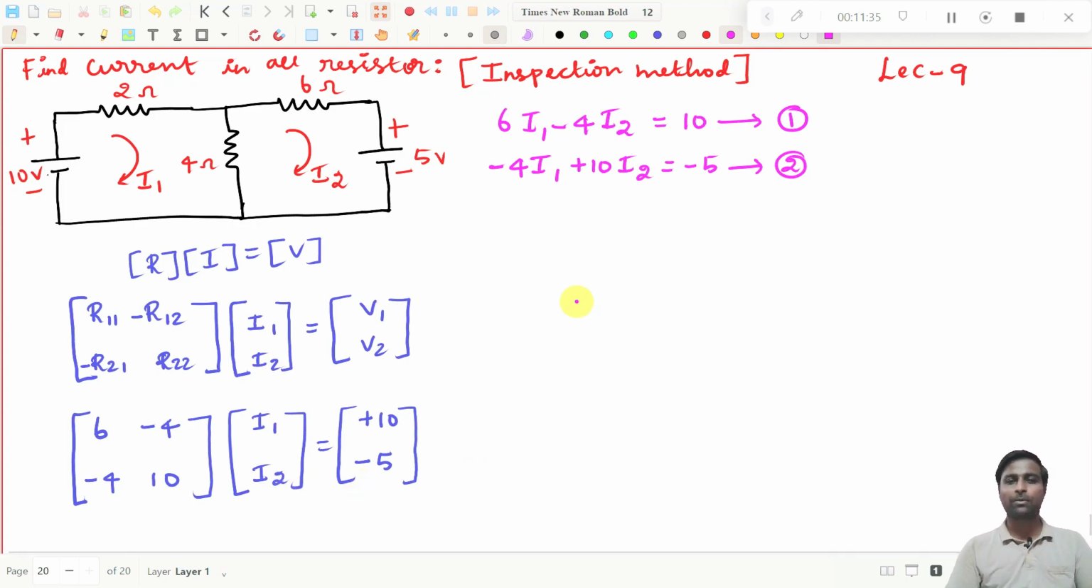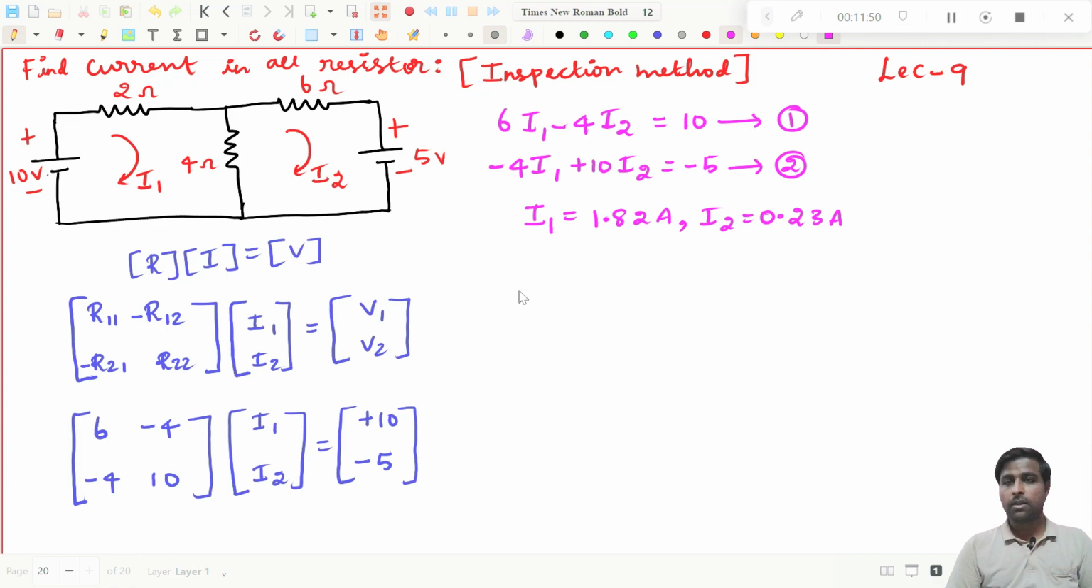We got the expressions. Now we know how to solve for I1 and I2, right? This is the problem we have taken already. Now let me solve this for I1 and I2 and get the values. If I solve these expressions, I am getting I1 equal to 1.82 and I2 equal to 0.23. That's all. Now we know how to find the current in the 2 ohms resistor.